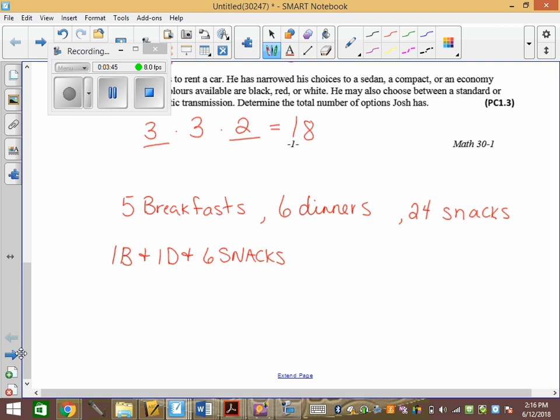You have 1 breakfast and you choose 5. That makes no sense. So 5C1. And then we have 6C1. And then we have 24C6. And what do we do with them? So you want a breakfast and a dinner and snacks? Multiply them because it's and. Okay, so that's the difference if we actually pick more than 1.